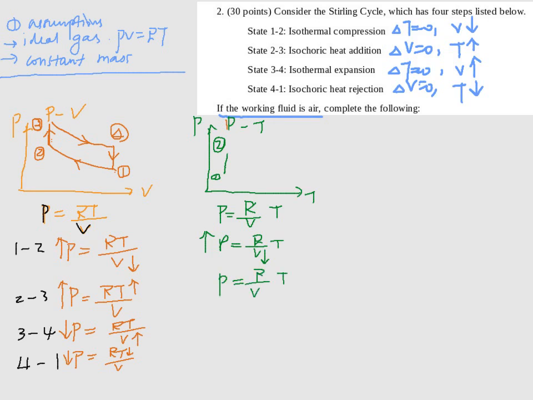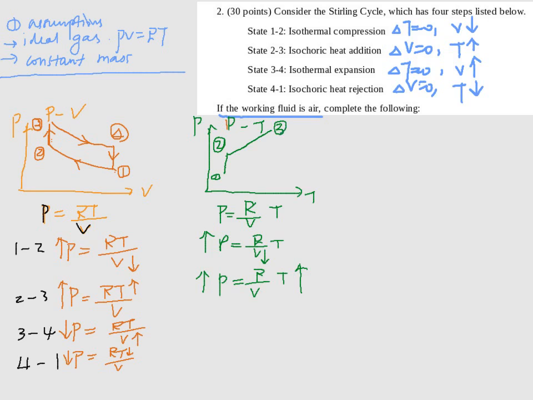P = RT/V. So this time, V is constant, R is constant, but T is increasing. So P is also increasing. Since they are directly proportional, we're just going to draw something like this, right? T is increasing, so that goes from left to right. P is increasing, so that goes from the bottom to the top. So now we have 3 here.